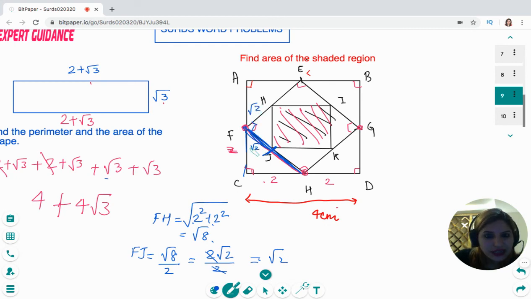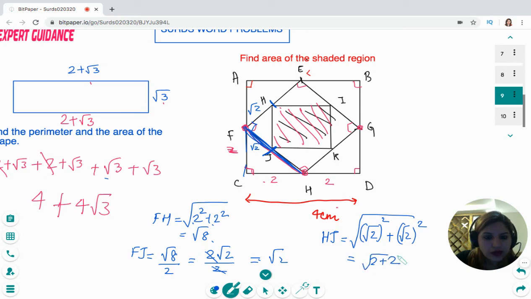Now, this is another right angle triangle where FJ and FH are square root 2. Now, we can find the hypotenuse HJ by using the formula: square root of square root 2 squared plus square root 2 squared. Now, square root 2 squared is 2, so 2 plus 2 is 4, square root of 4, which means we have got the side HJ to be 2. So all these sides add up to 2. So what will be the area of the shaded region? It's side times side. So the shaded region area will come to be 4.